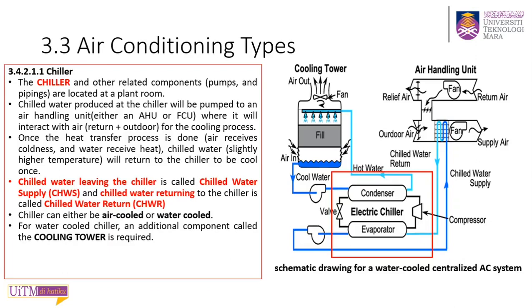Water returning from the air handling unit will be less cold because it has absorbed some of the heat from the air, and this water is called chill water return or CHWR. Chillers can either be air cooled or water cooled. A water cooled chiller requires a cooling tower connected at the condenser side of the chiller.